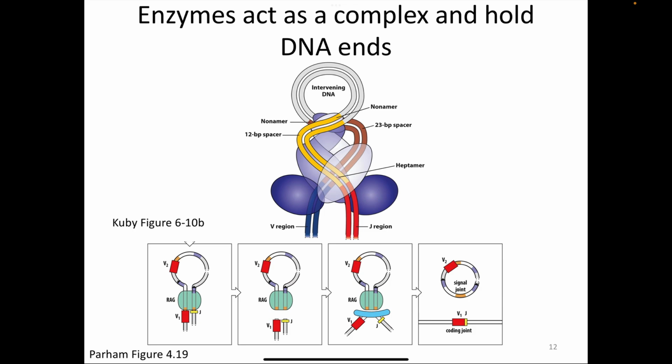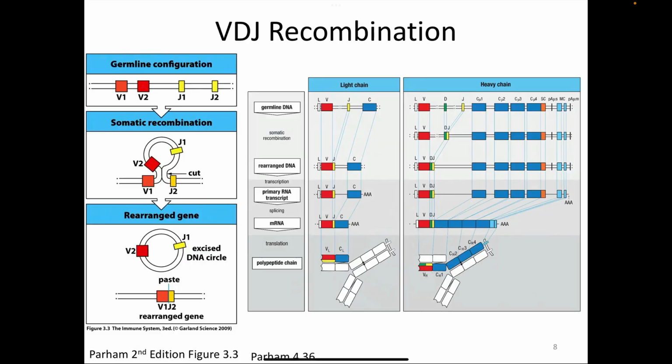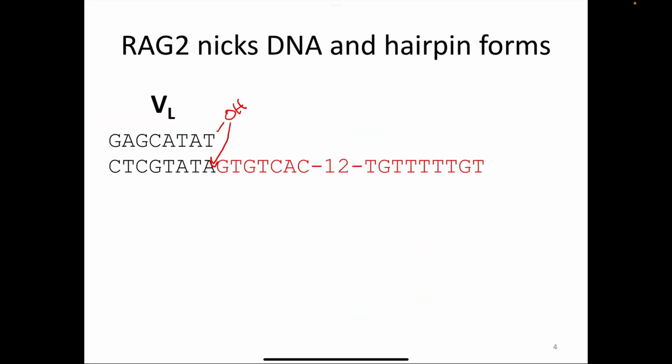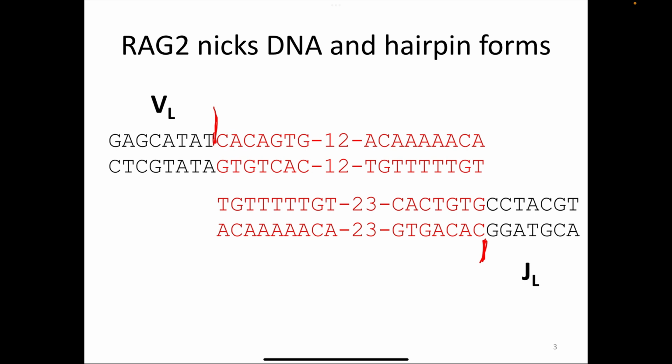If you look back at how I drew this sequence, you see how I lined up the two RSSs together? That's actually how the DNA is held. The enzyme is holding the two RSSs together and having all of these reactions happen right there. So the DNA is not going to invade some other chromosome, because it's held right in that one location.